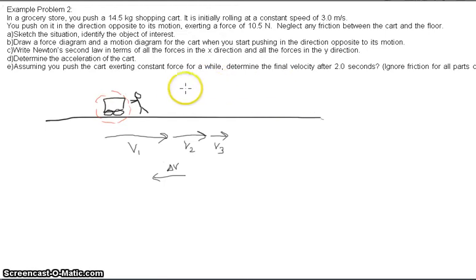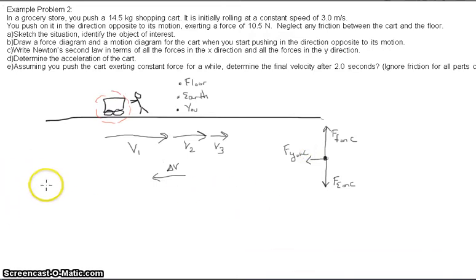So if I look at the shopping cart itself, we know that the floor is pushing up on it. We know that the earth is pulling down on it, and we know that you are pushing to the left. So to draw a force diagram of this, we have the force of the floor on the shopping cart, we have the force of the earth on the shopping cart, and these two are balanced, and we have you pushing it in the opposite direction at which it's moving. We have the force of you on the cart.